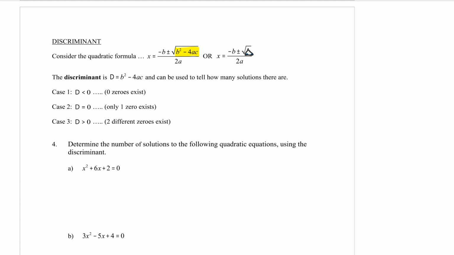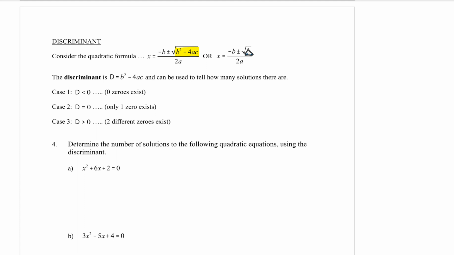Now, depending on what is happening underneath that square root sign will tell you how many solutions, or the types of solutions, that you're going to get for your quadratic. If the discriminant, again, it should be a triangle, is less than 0. Now remember, we're talking about the stuff underneath the square root sign. If that is less than 0, we have a negative underneath the square root sign, which doesn't work. And therefore that means we don't get any solutions. There are no zeros. No zeros exist. It's a weird wording. So that means there's no x-intercepts. There is no solutions to that quadratic equation.